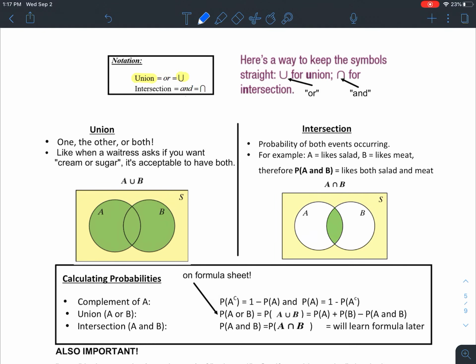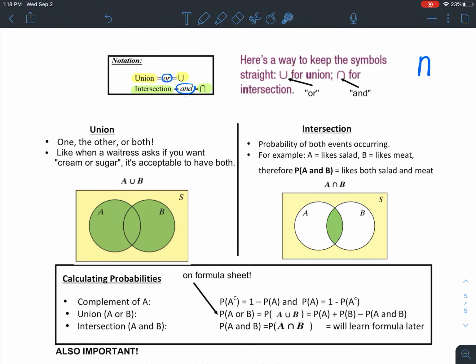I want to make sure that you are familiar with some of this notation. This symbol that looks like a U is the symbol for or, okay? We'll call that union. And then when that's flipped the other direction, that's actually the symbol for and, okay?